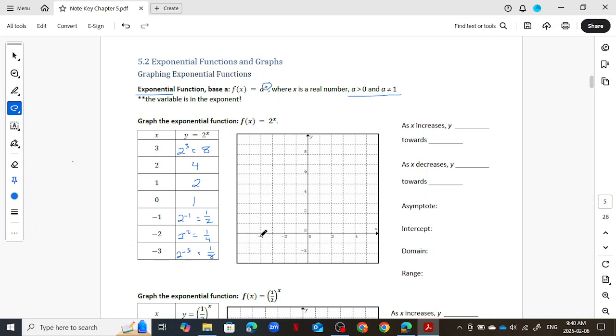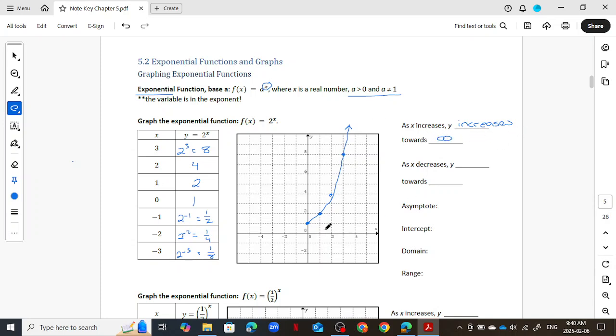And now let's sketch it. So let's start with this middle point here at 0, 1. It's going to become an important point. And then we're going to graph when x is 1, y is 2, when x is 2, y is 4, and when x is 3, y is 8. And we're going to notice that on the right side of this graph, as my x values are increasing, my y values are also increasing. So as x increases, y increases. And where is this arrow approaching? Well, it's going to infinity and beyond.